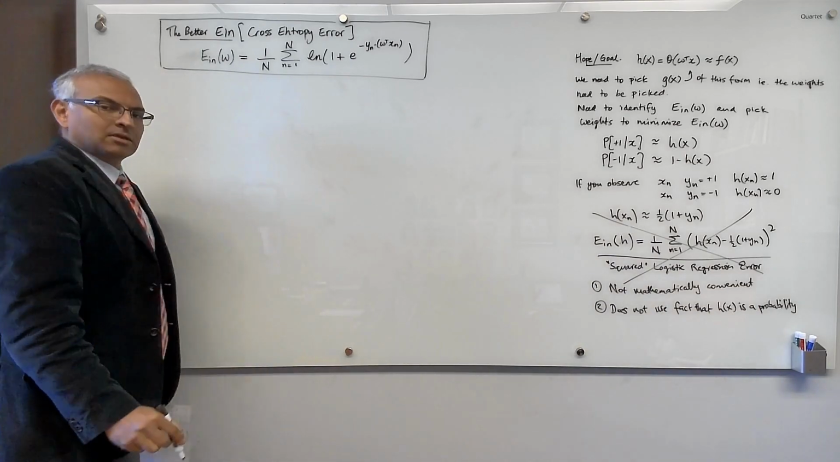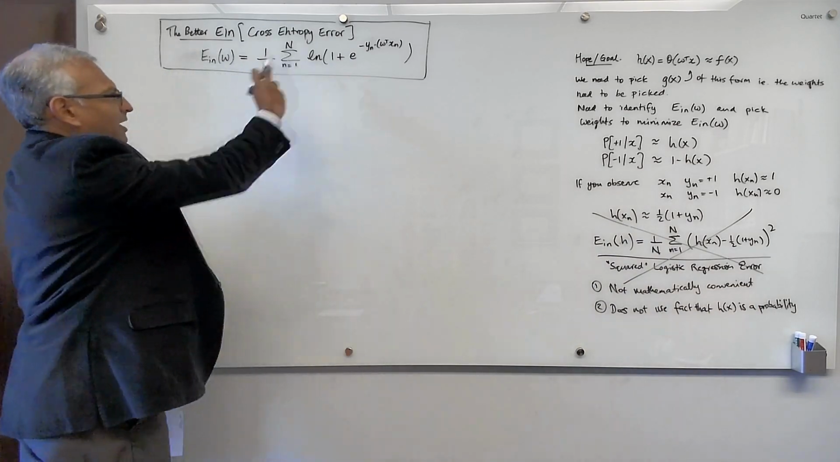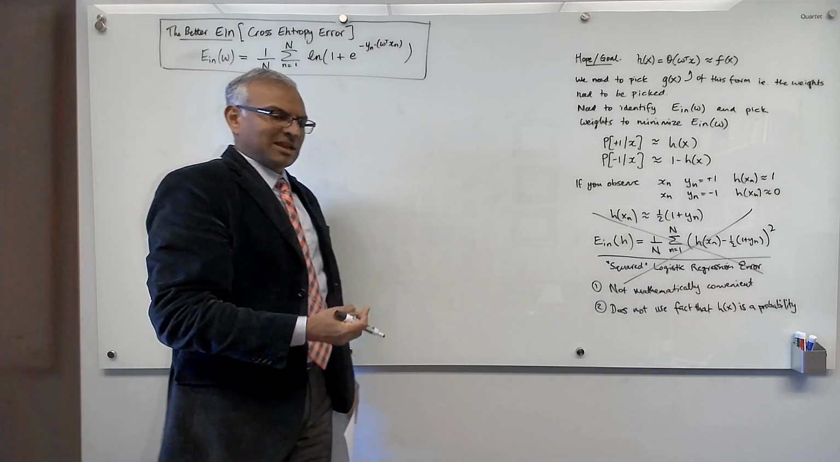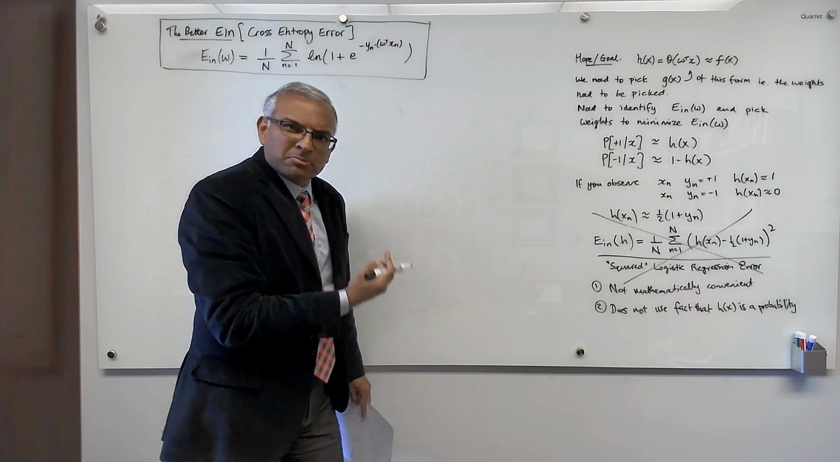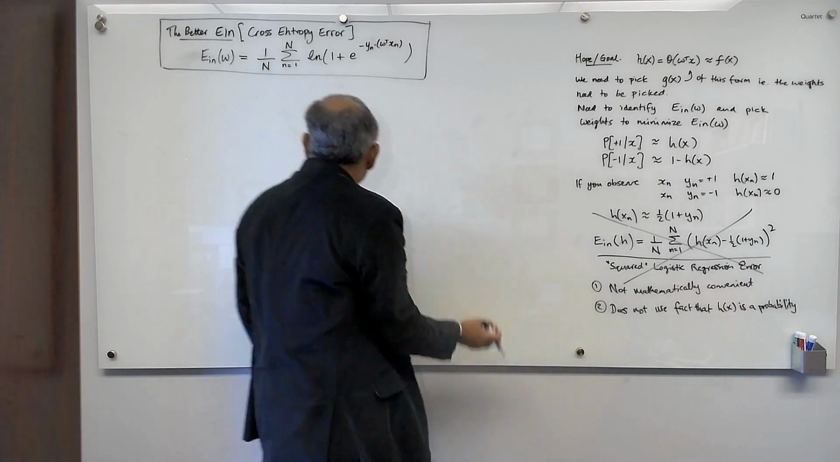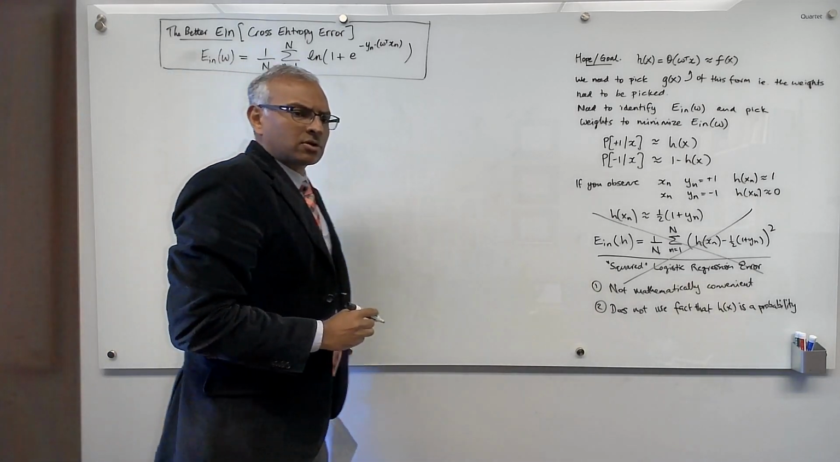So let me go back to the data. We're going to derive this error function. It's going to be mathematically convenient, and it's going to have a probabilistic interpretation. So it's going to solve both of these problems, and in order to derive this, we're going to have to go back to the data.